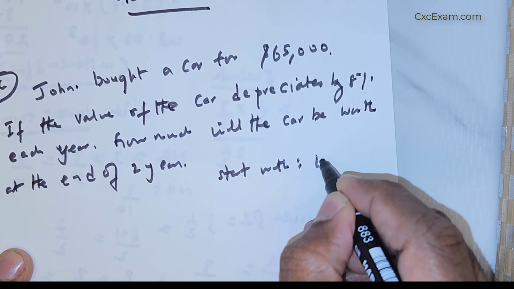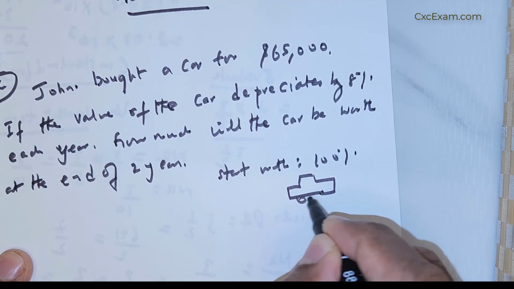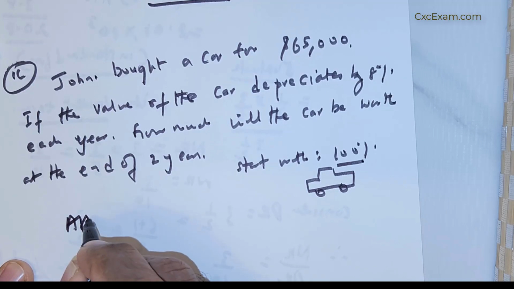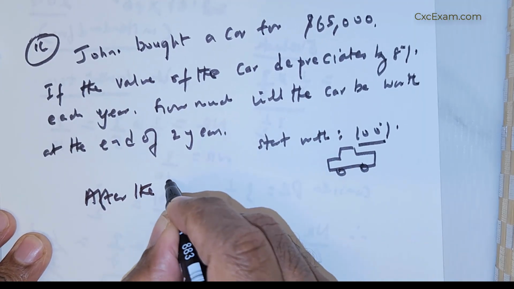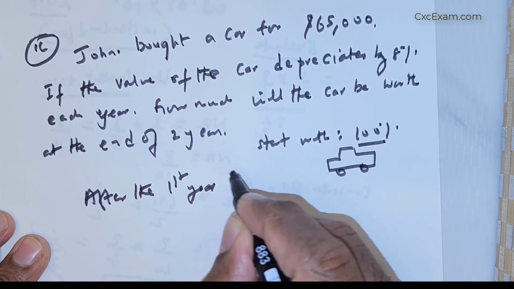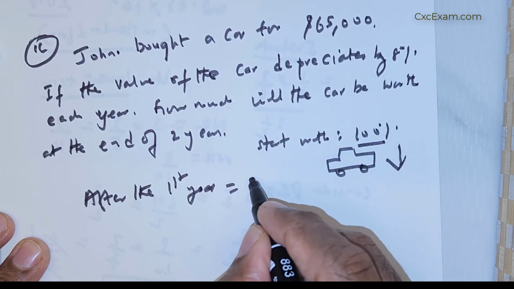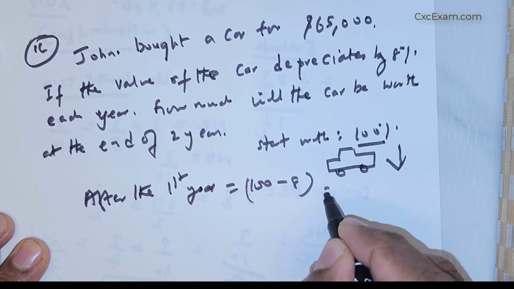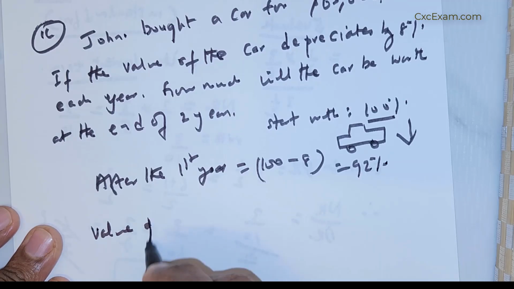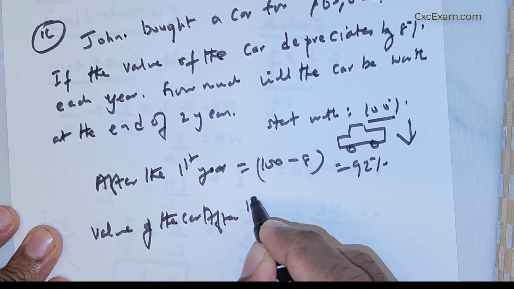To start with, the worth is 100%. When he buys the car it is valued at 100%. Now after the first year, the car's value goes down, right? After the first year, what happens? The value of the car goes down by how many percent? 8%. So 100 minus 8 is equal to 92%. So we need to find the value of the car after year 1.